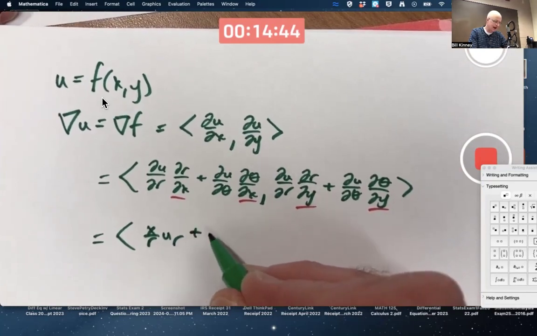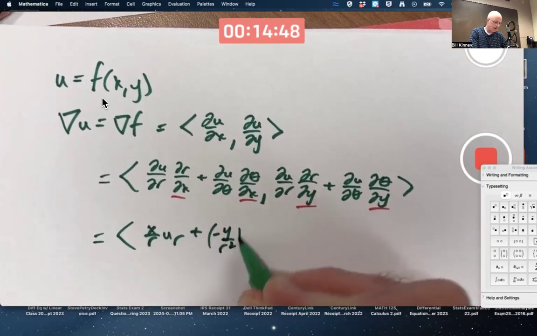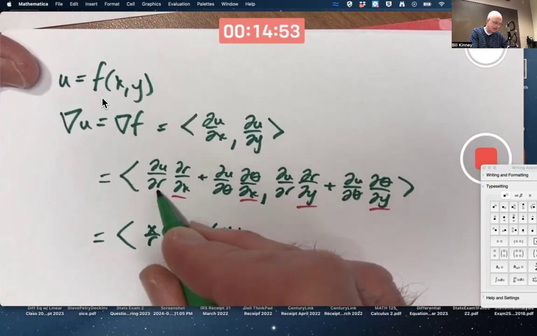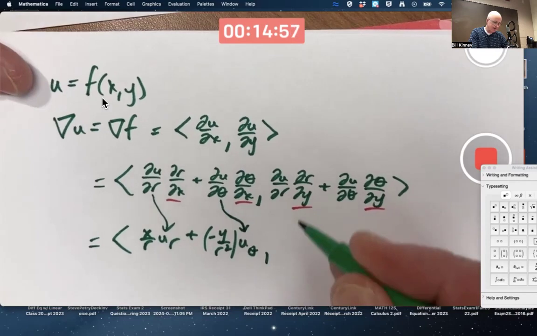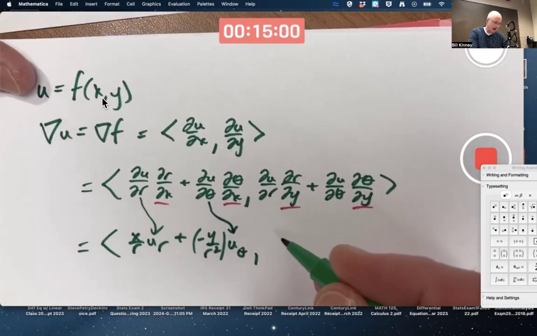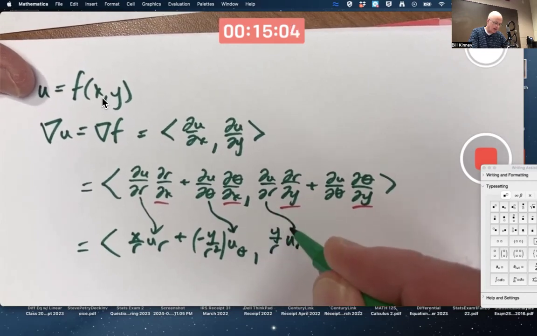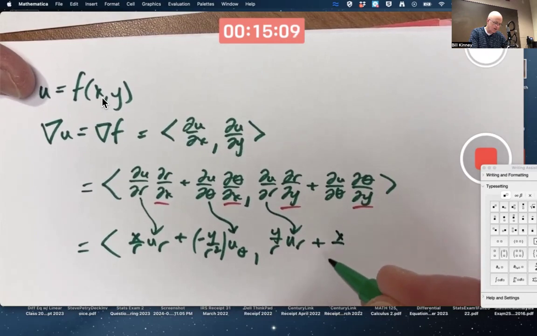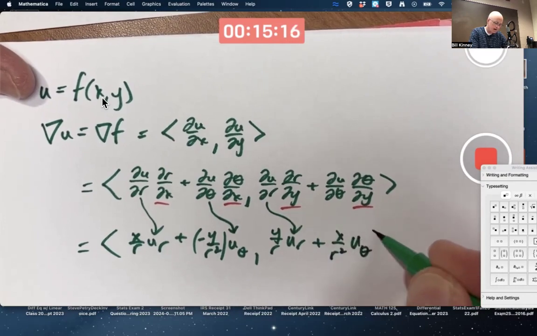Partial of theta with respect to x, that was the negative y over r squared times the partial of u with respect to theta. I'll just write that. So this is going there and this is going there. Do the same kind of thing over here. Partial of r with respect to y is y over r times u sub r. The u sub r comes from that. Partial of theta with respect to y, that was the x over r squared times u theta.